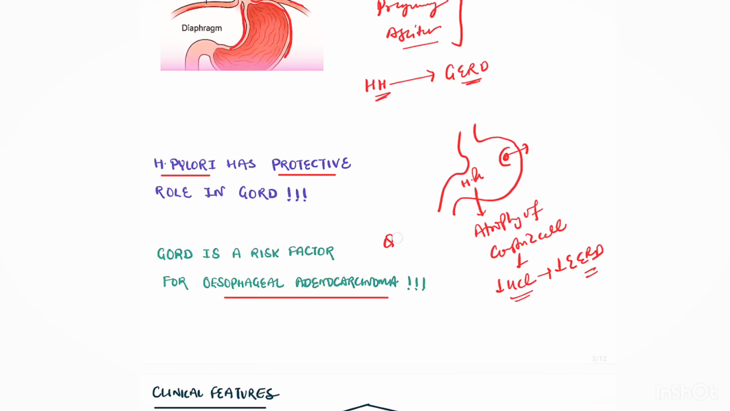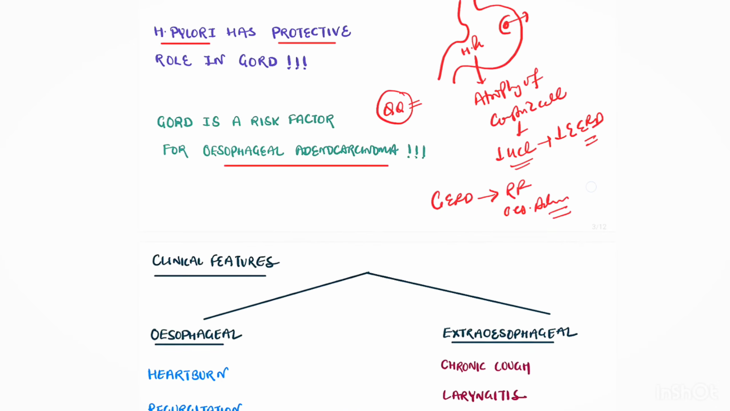So this can be a potential question in upcoming NEET, that GERD is a risk factor for esophageal adenocarcinoma. So this is the one point to remember here. H. pylori protects the patient from GERD, and GERD is a risk factor for esophageal adenocarcinoma.